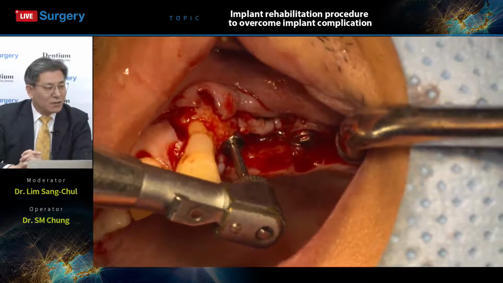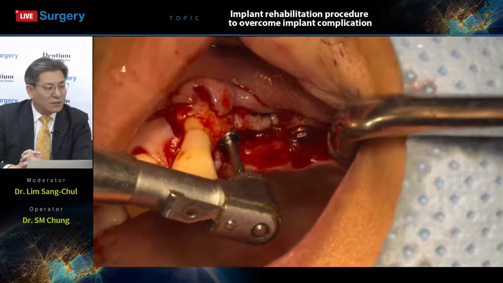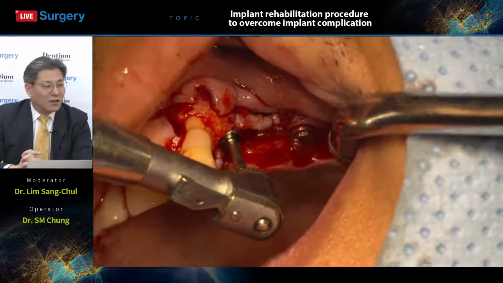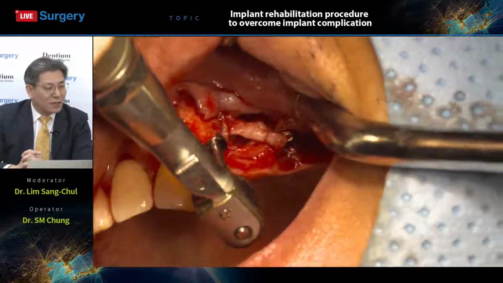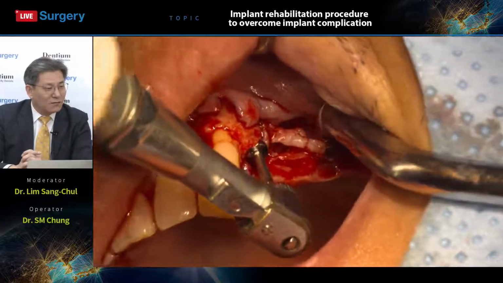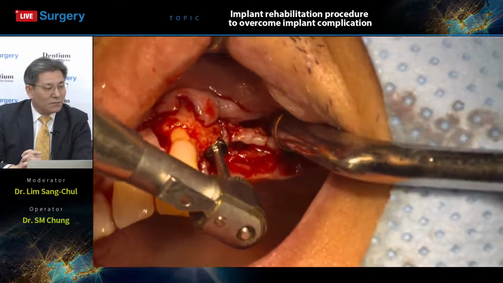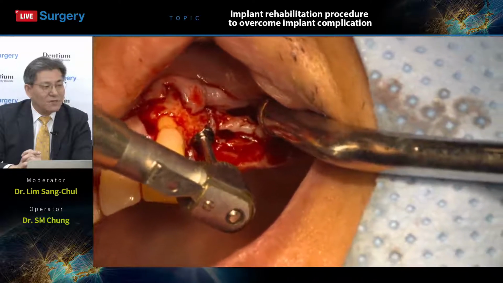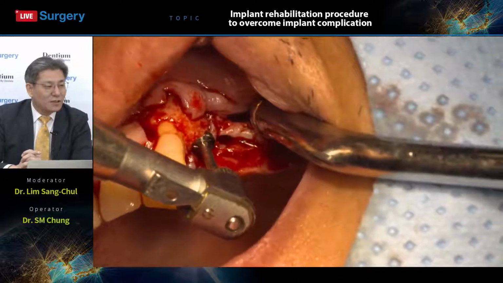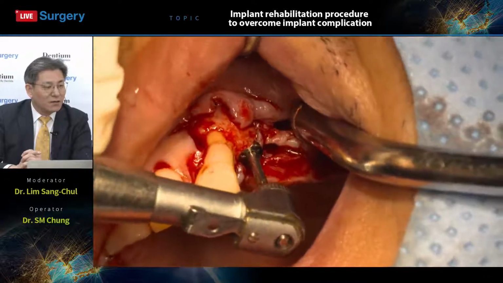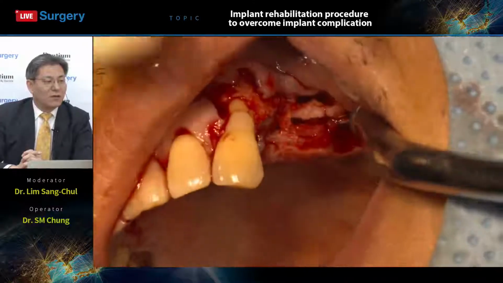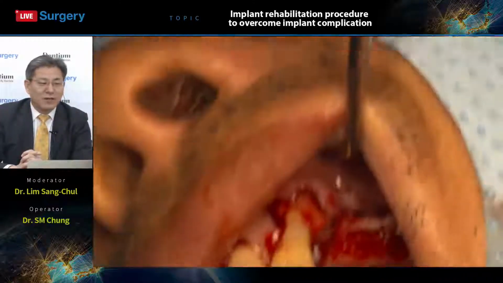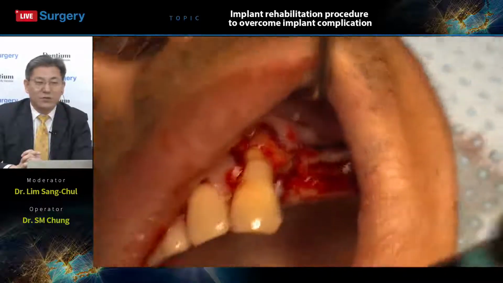Sometimes the same as me actually. Is this the 38 healing abutment? Sometimes this healing abutment gives us better initial stability instead of cover screw.